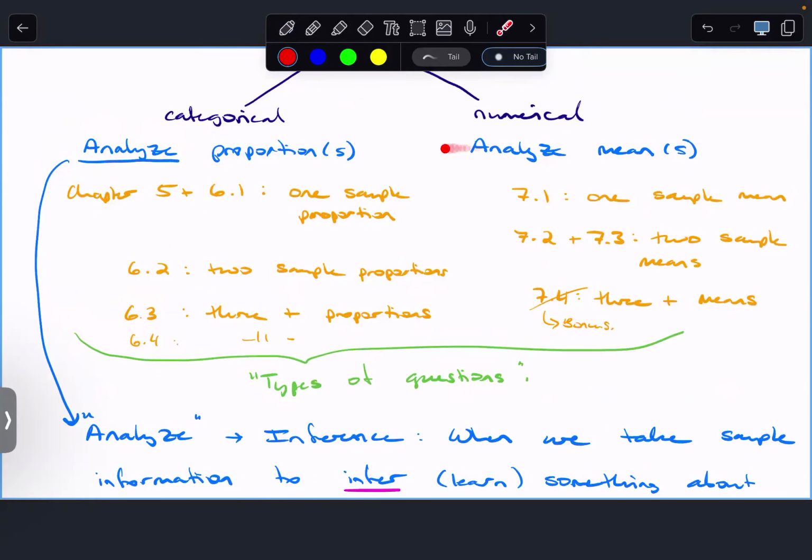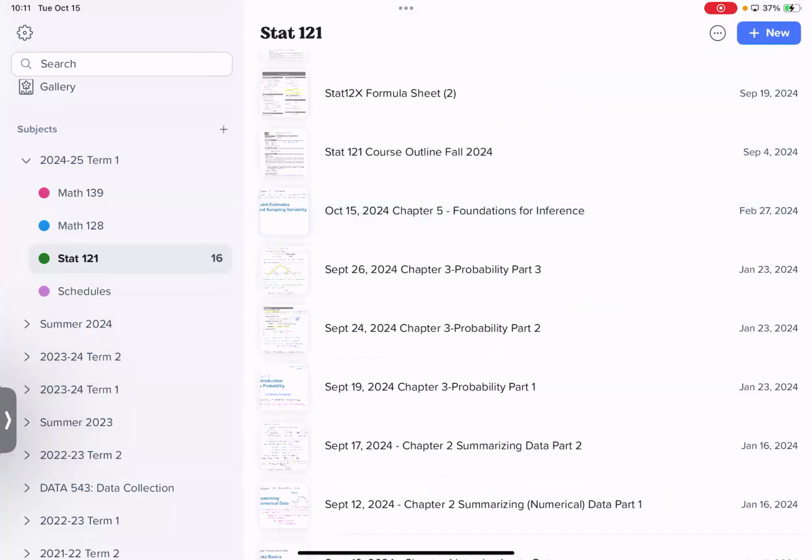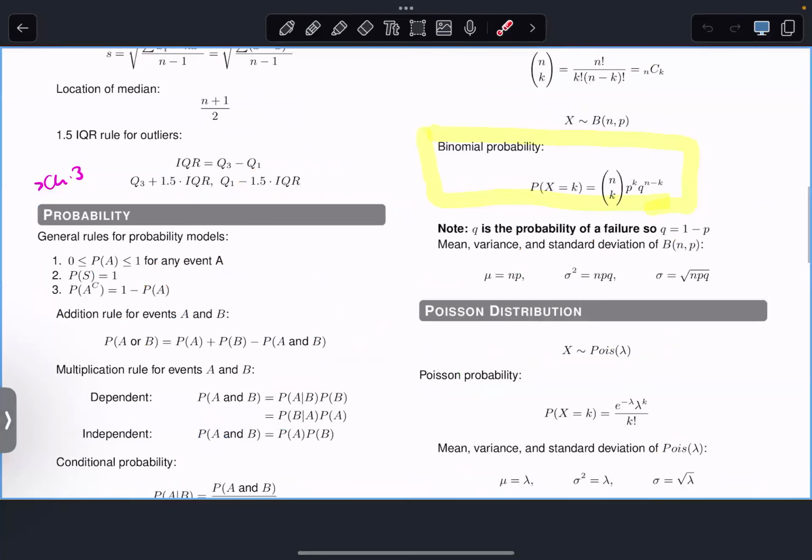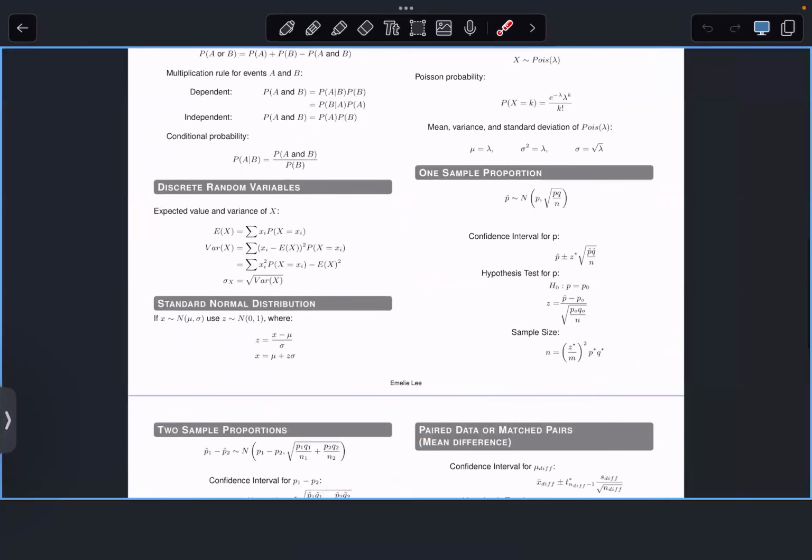So all of these I'm going to refer to as types of questions, right? So the first thing that you're going to need to do when you read a question is figure out what type of question this is, okay? That I will say is the hardest part. It's hands down the hardest part of answering these questions.